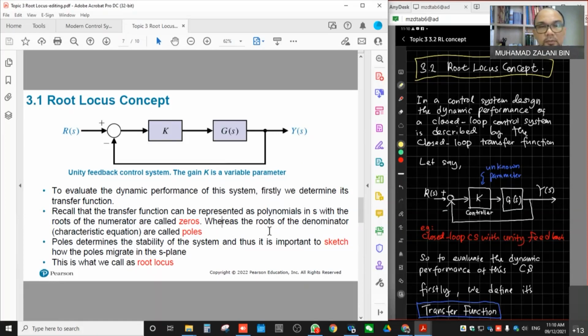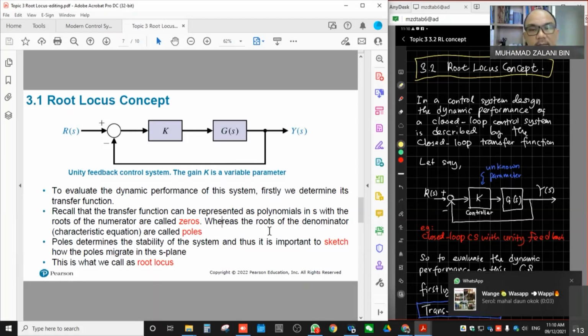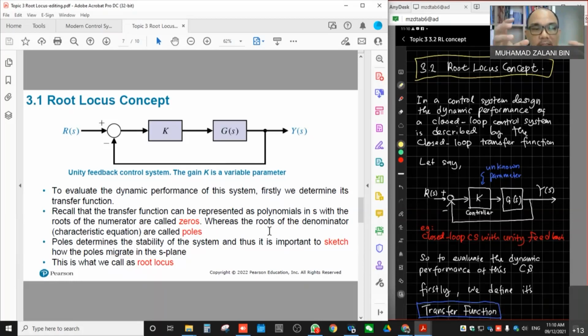You should go back to engineering mathematics, for example, if you don't remember about polynomials. That is the basic when we want to determine the poles and zeros of the transfer function. We need to deal with polynomials. A transfer function can be represented as a polynomial in S. S is the complex operator, S equals sigma plus j omega. Sometimes we call it the S plane. Most of the time we call it the S plane.